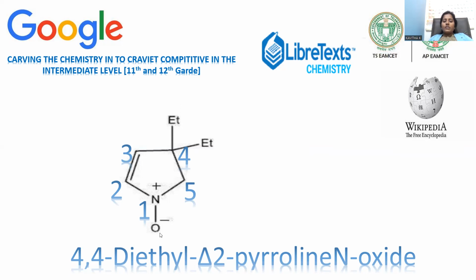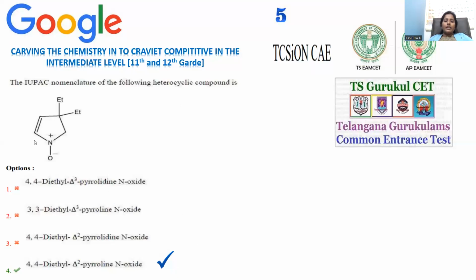And we are having oxygen and the nitrogen, right? Let me say N oxide. Let me repeat the name: 4,4 dimethyl delta square pyrrolene N oxide. This is the right naming as per the IUPAC protocol given to the 5-membered heterocyclic. For question number 5, option number 4 will be the correct answer.